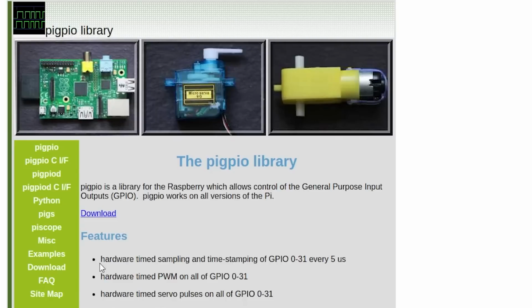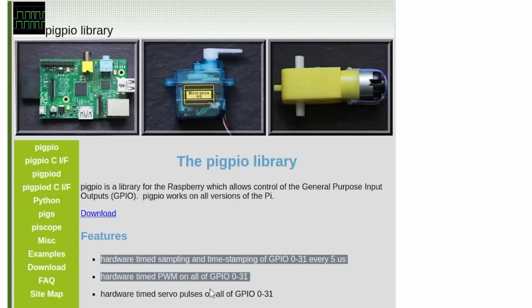That's got some great features, and the main one is that there's lots of hardware-based timing for PWM and for servo pulses. So the great thing is if we use this library, it's actually going to be hardware-based rather than software-based, and that means it's mega accurate. So let's go back to the code.